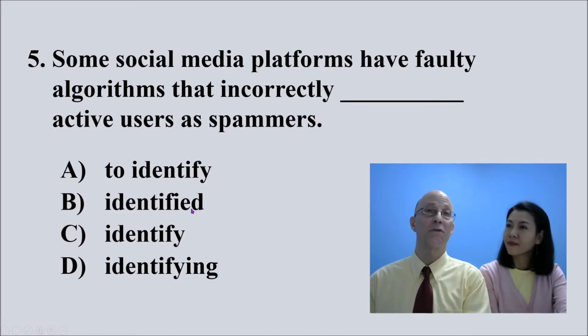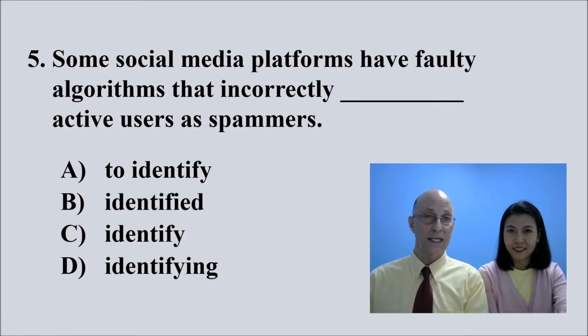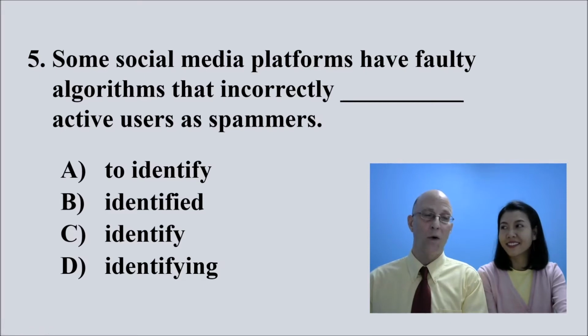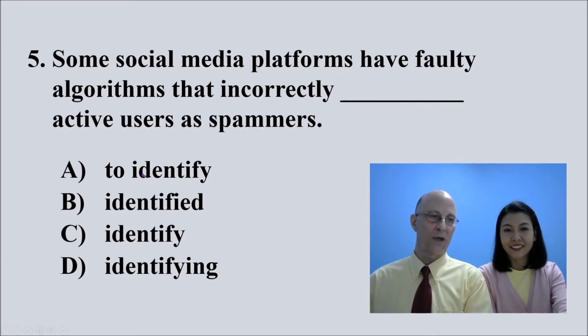Past tense is only used for past facts. And D, identifying, because it has an -ing on it, must have the verb be before it in order to be a verb. So here, without that, it's actually not a verb and can only be either a noun or an adjective. So we're left with A, to identify, and C, identify.